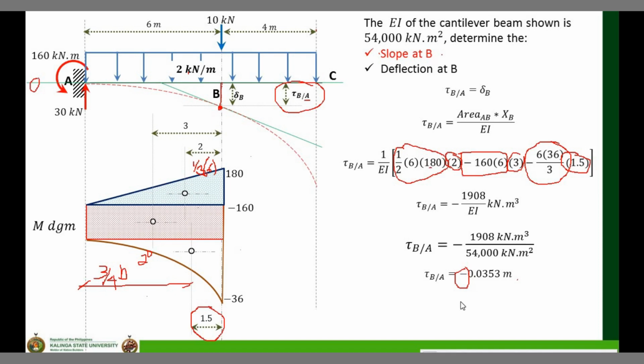So, since theta BA is equal to the deflection of B, that is equal to negative 35.3 millimeters. Again, millimeters, we use this unit of measurement in deflection because it is easier to visualize compared to 0.0353 meters.